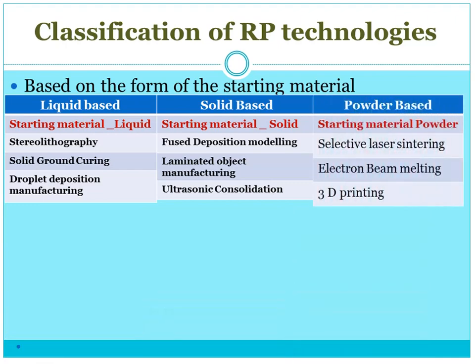And the last one is the powder based. The starting material is obviously powder. The first one in that is laser sintering. The shortcut is SLS. The next one is electron beam melting, and another one is 3D printing. There are some common examples. There are so many methods under these headings: liquid based, solid based, and powder based. We have discussed only a few methods which are very popular.